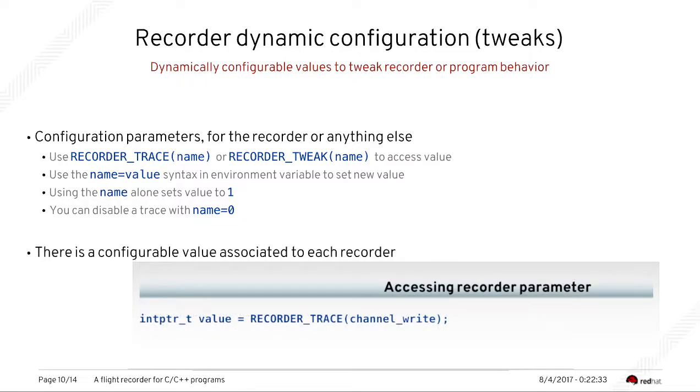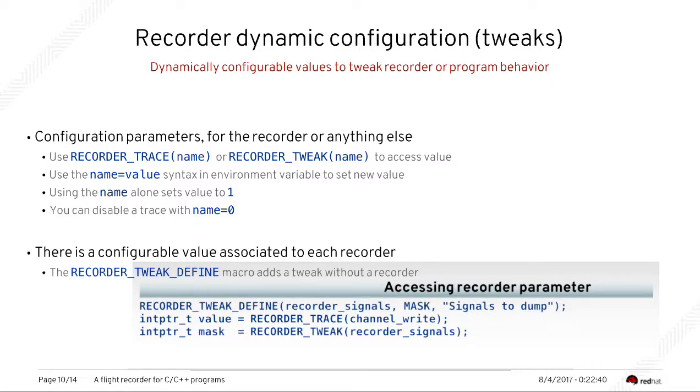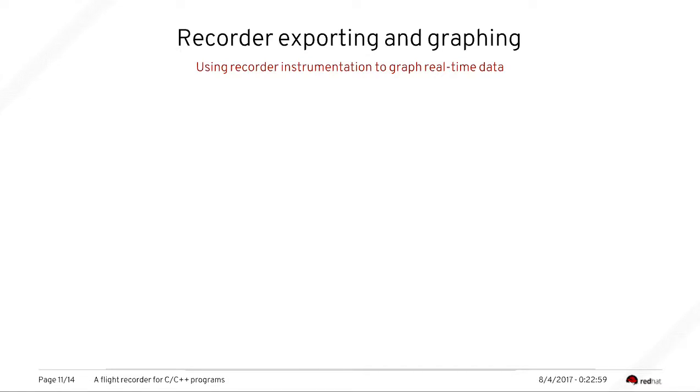There is a configurable value which is associated with each recorder and is normally used to enable or disable tracing. But you can use a recorder tweak define to add a tweak that doesn't have an associated recorder. So that means you can have a configurable value that you can change. For example, if you have a min and max parameter that you want to associate for some specific recording, you can do it that way. You can also use the recorder data and export it to another application, for example, for graphing.